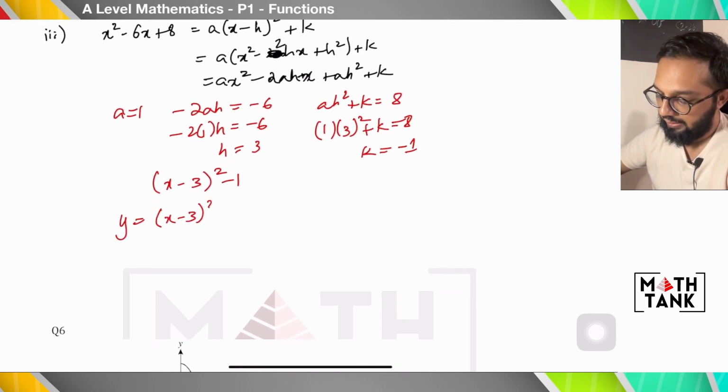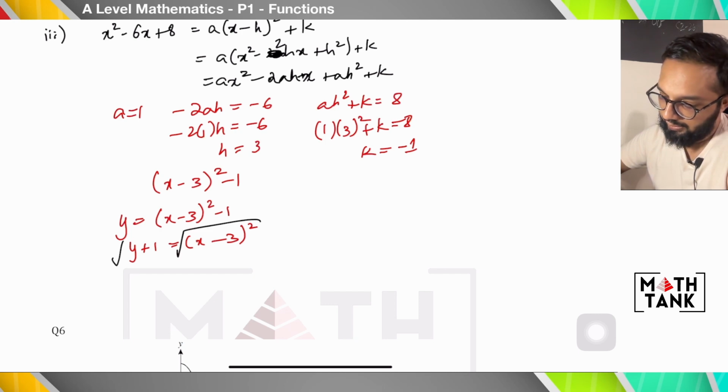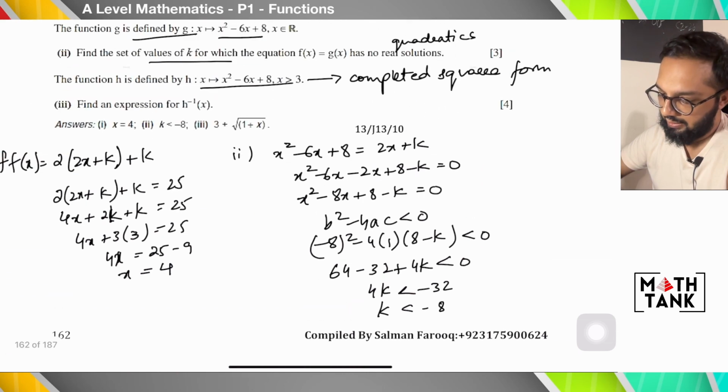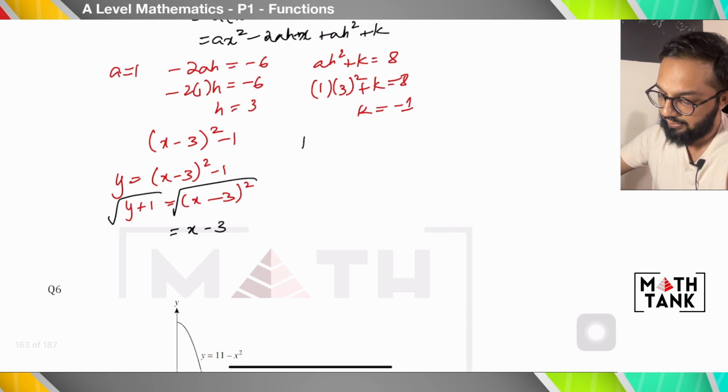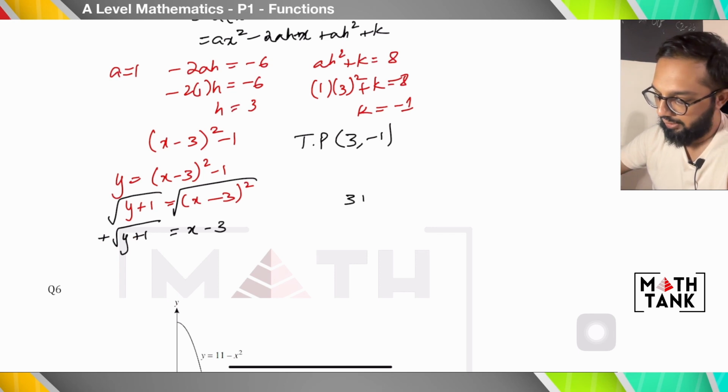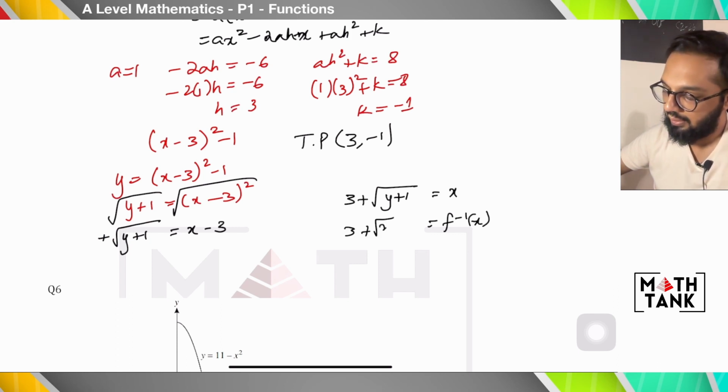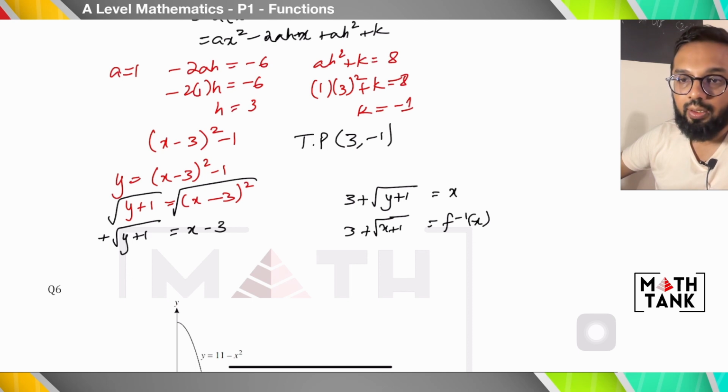I'm going to say that y plus 1, then I put a root. When I put a root, I have to decide whether it's to the right of the turning point or to the left of the turning point. Here I see that x is greater than 3, which means that the turning point is 3 comma minus 1. And this is to the right of the turning point, which means I must have a plus outside. So that gives me 3 plus root of y plus 1 equals to x. And f inverse of x is therefore 3 plus root of x plus 1.